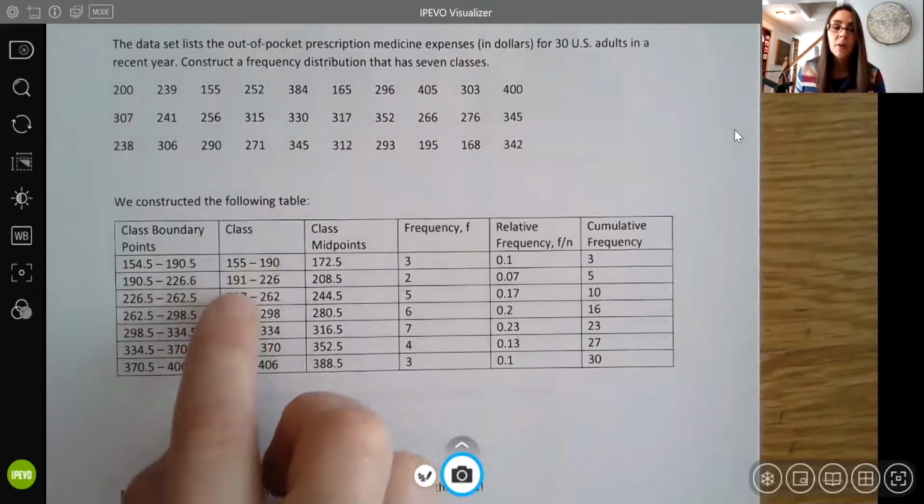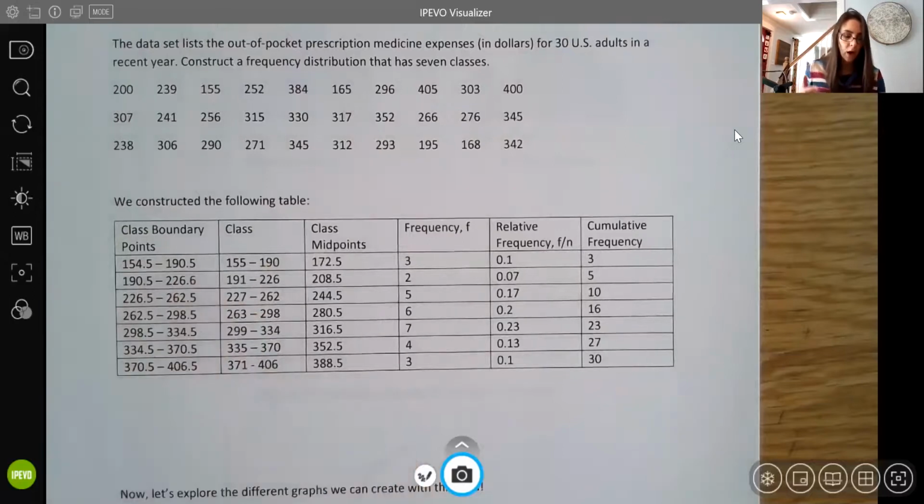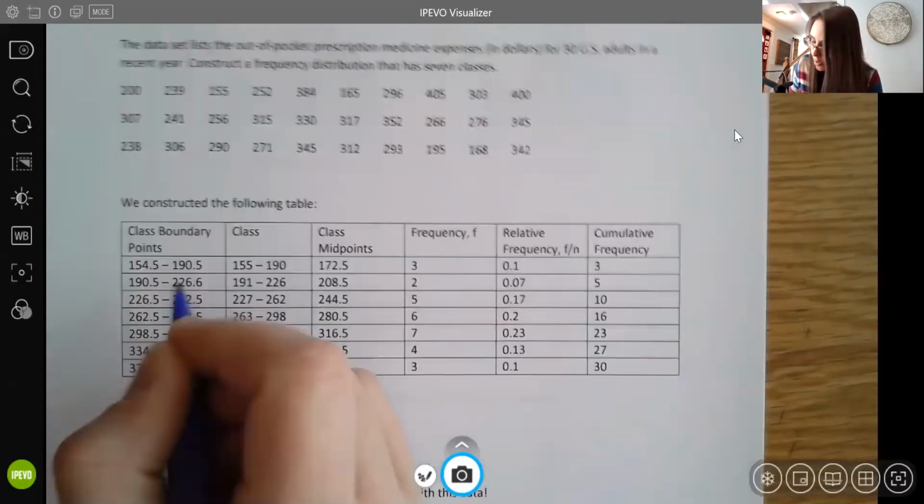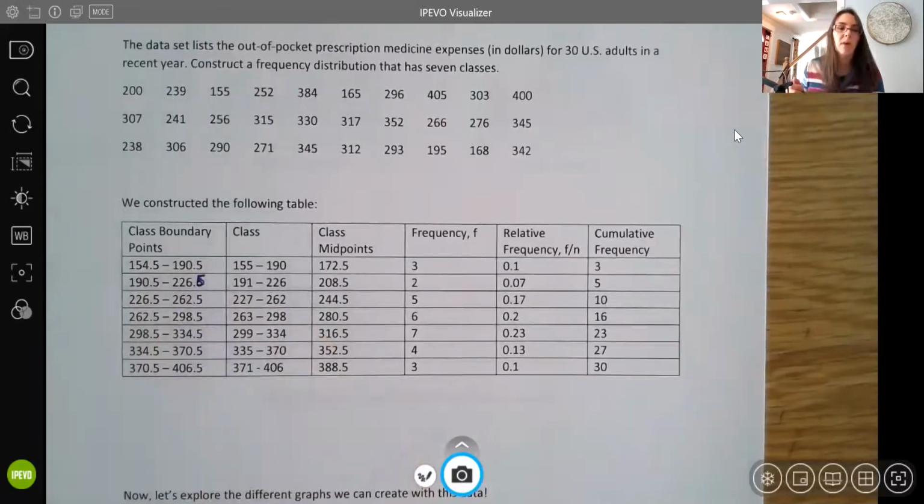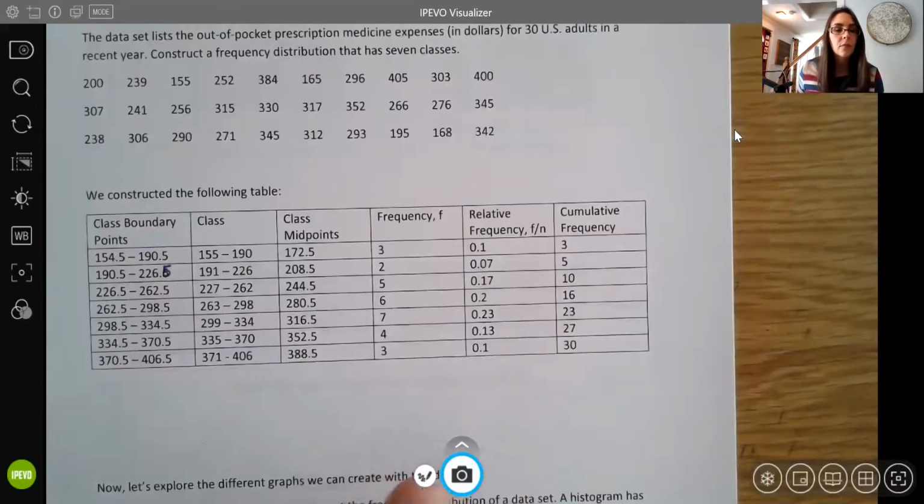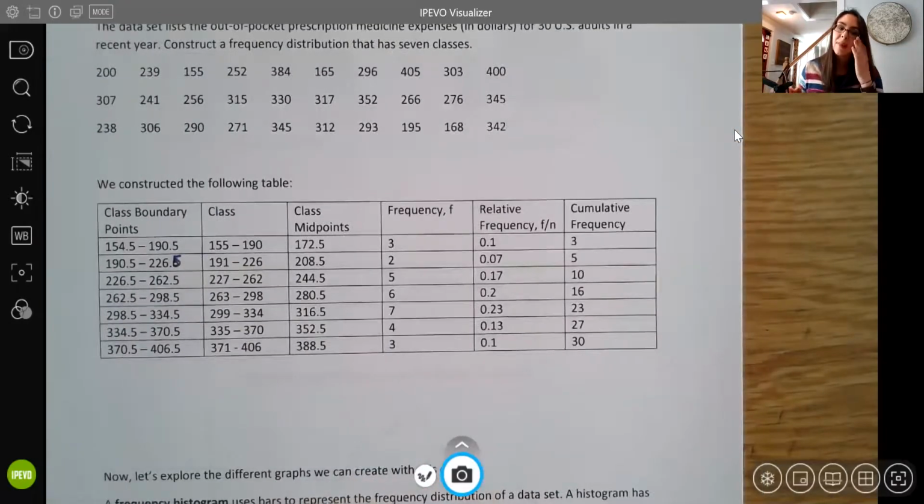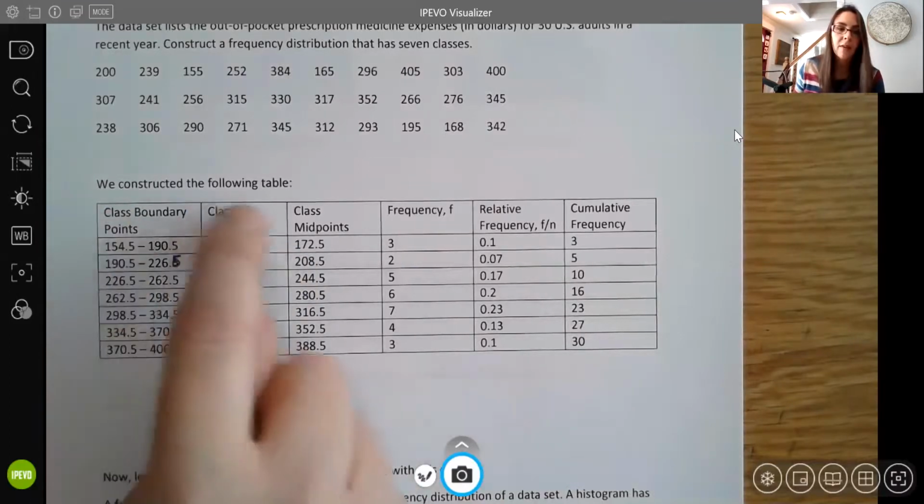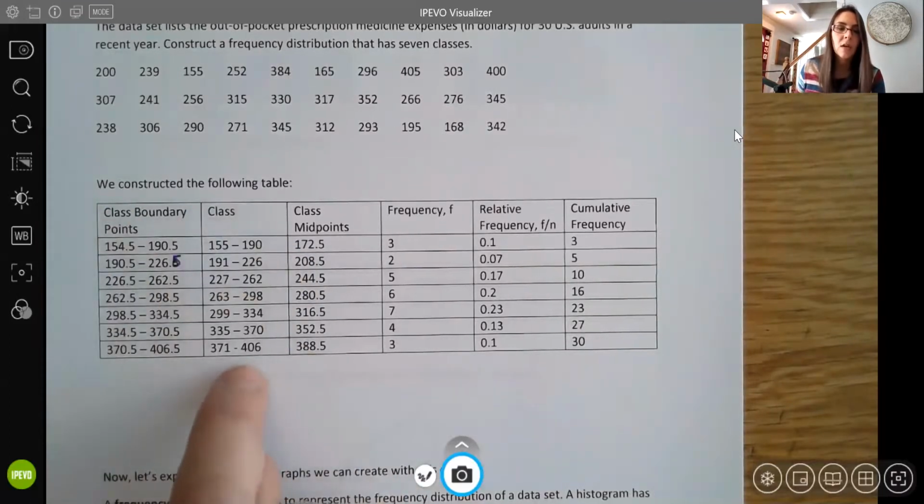Because everything is whole numbers here, the halfway points are going to be always halves. I apologize, I wrote a 6 there. Let's fix that. That should be 0.5. So we have all those boundary points. And then just keep in mind, you do have to do a boundary point at the very beginning and at the very end. So you can follow that same pattern.